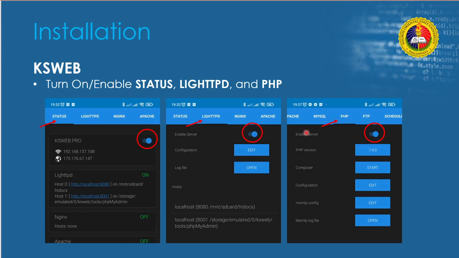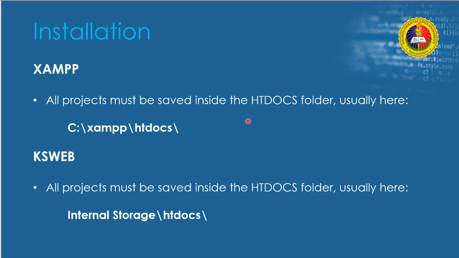So what do we do next? Now that we've set our devices as web servers, just take note that all of our projects must be saved inside the htdocs folder. Usually it is here, C:\xampp\htdocs. In my case, it's actually in D, so check where you installed it.